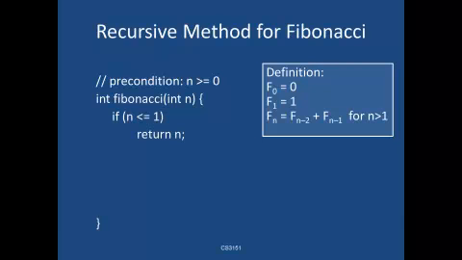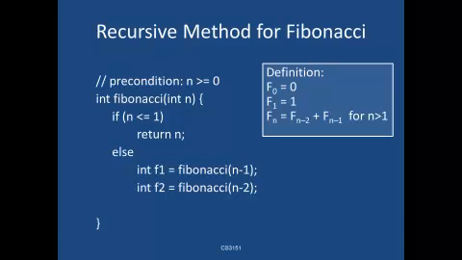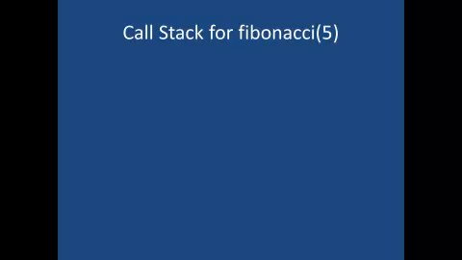Otherwise, the definition defines f sub n to be the sum of f sub n minus 2 and f sub n minus 1. Thus we recursively calculate f sub n minus 2 and f sub n minus 1, and then the method returns the sum of the two values. Now watch the activation record stack when we make the call to Fibonacci 5.